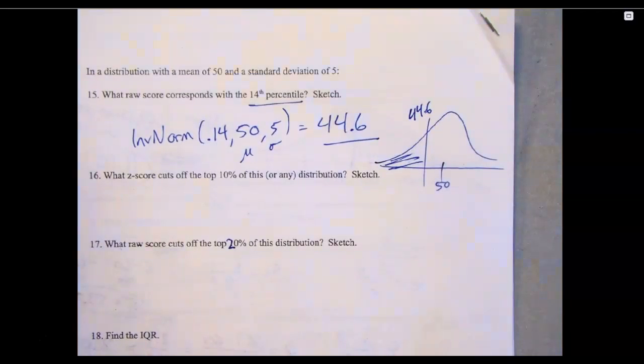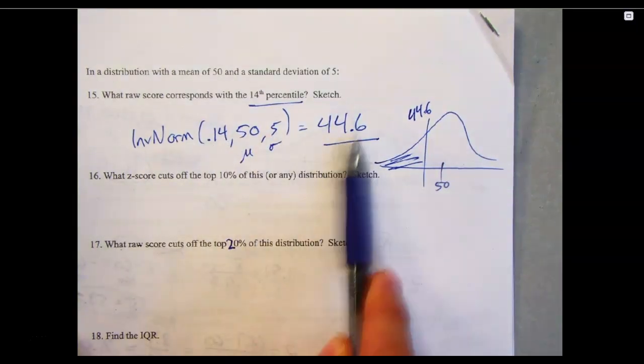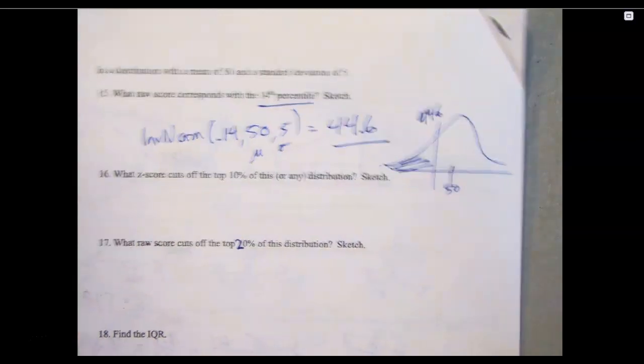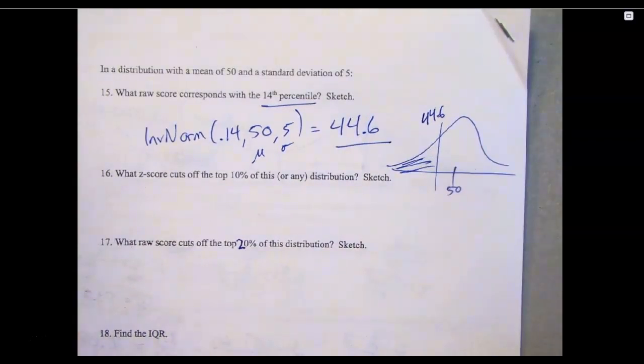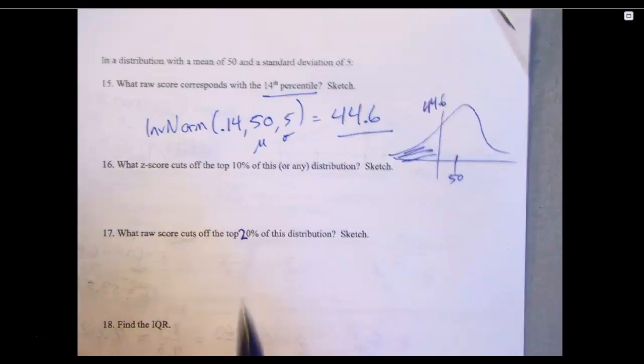So 15 should be 44.6. I gave you the percent, so that means you use inverse norm. Then 0.14, so that'll calculate mean standard deviation. That should look something like that. For 16 and 17, in 17, change the 10 to a 20. I didn't mean to ask the same percent, like two questions in a row.